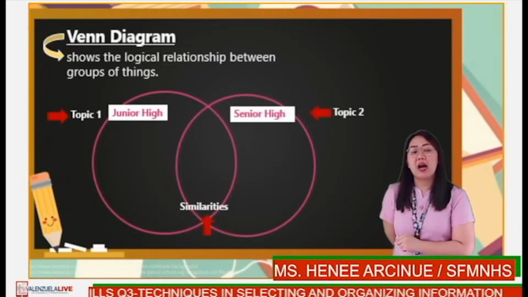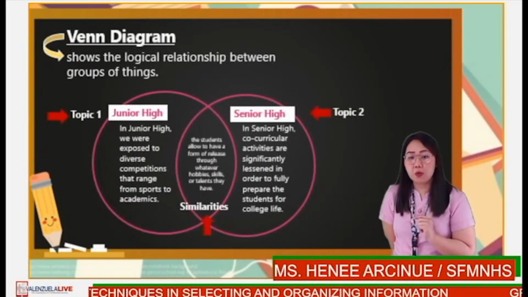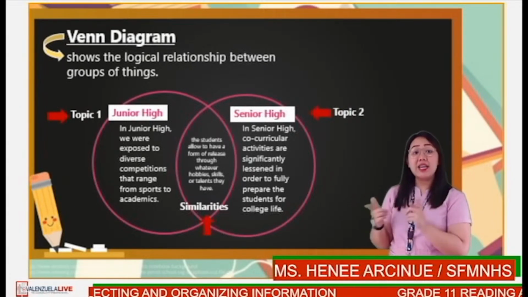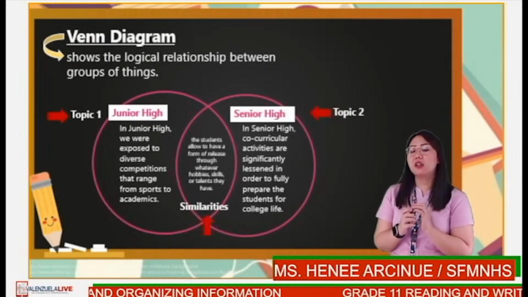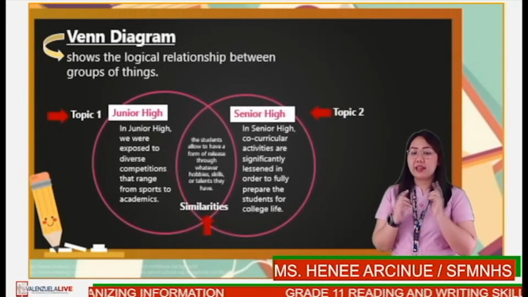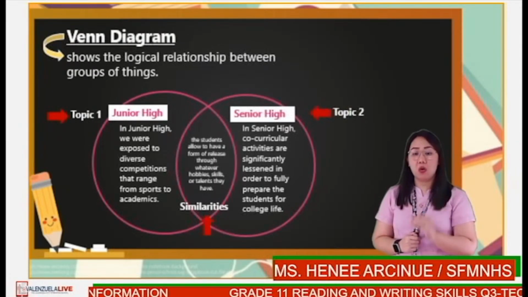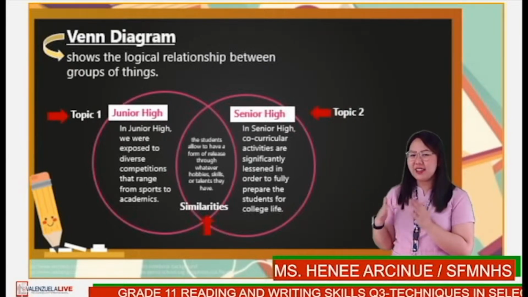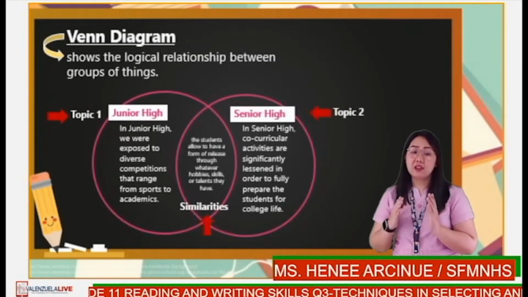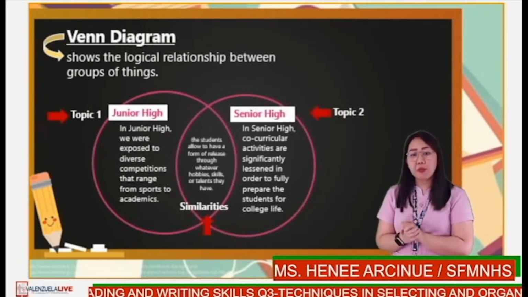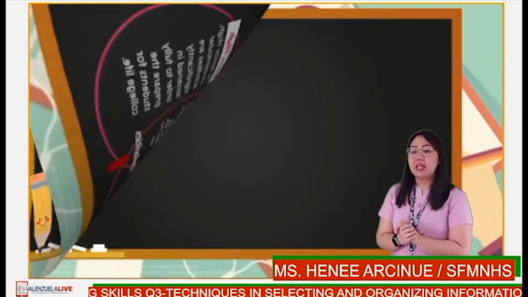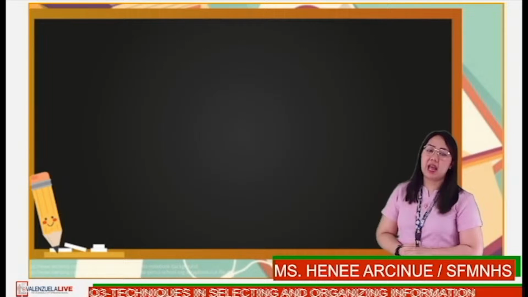In junior high, before you were exposed to diverse competitions. However, in senior high, yes, you have co-curricular activities, but it is significantly lessened in order to prepare for college life. But in the middle, their similarity is students are still allowed to have a form of release through whatever skills they have.